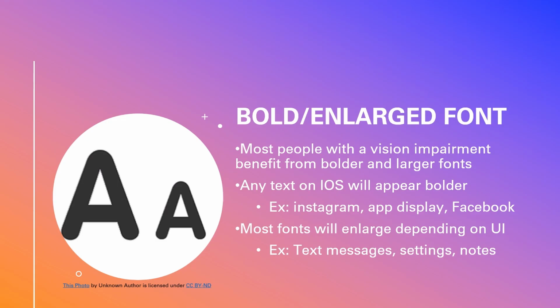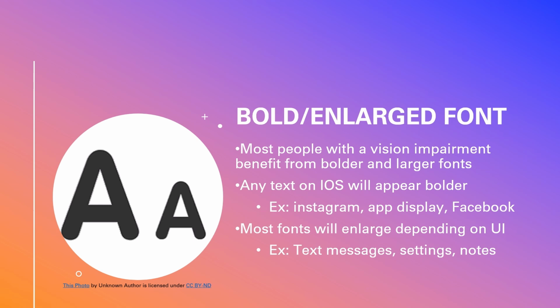So the first accessibility feature is bold and enlarged font. Most people with a vision impairment will benefit from a bolder and enlarged font, as text appears easier to see when it's bold, and when it's larger, it is also easier to see.